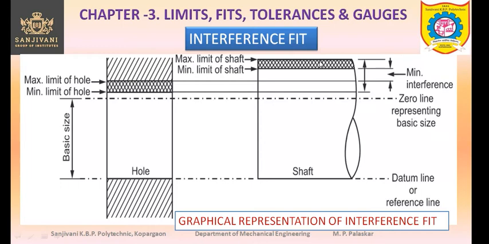So this is the tolerance for the shaft. This is the maximum limit of the shaft. From the datum line to this line is the maximum limit of the shaft. Again from the datum line to this line is the minimum limit of the shaft. Okay, and here you can see the interference. Before considering the interference, we will see the hole.